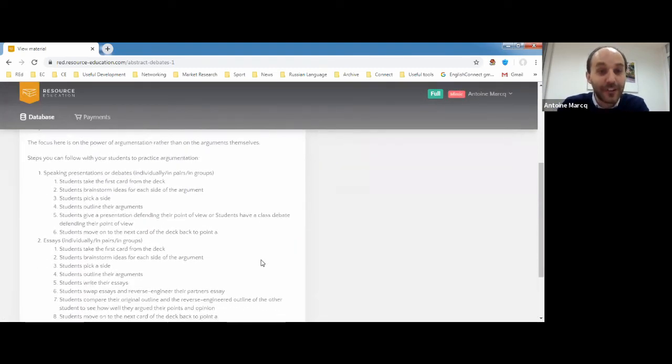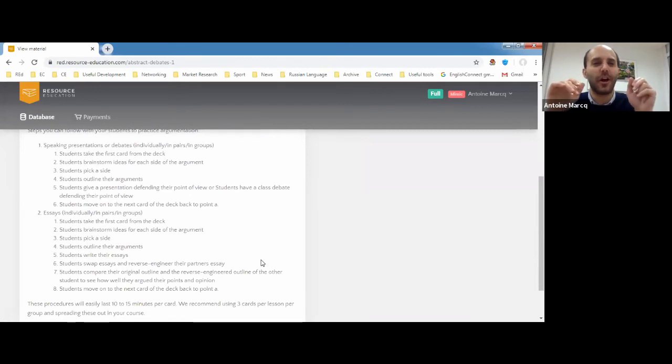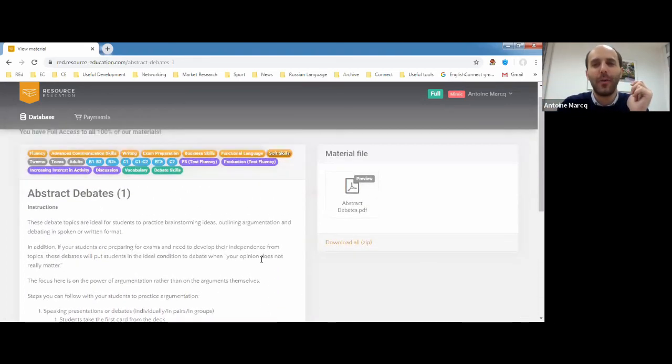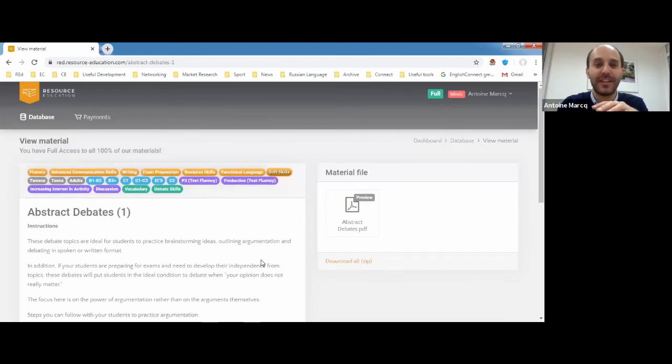So there are loads of instructions here on how to use these cards for speaking debates, for essays, individually, in pairs, in groups. It's loads of fun. I always have loads of success with these abstract debates. Students really like this thinking outside the box approach.